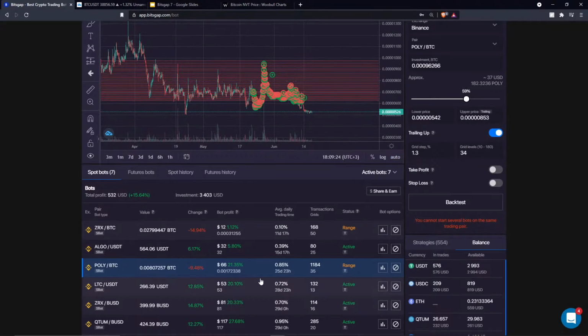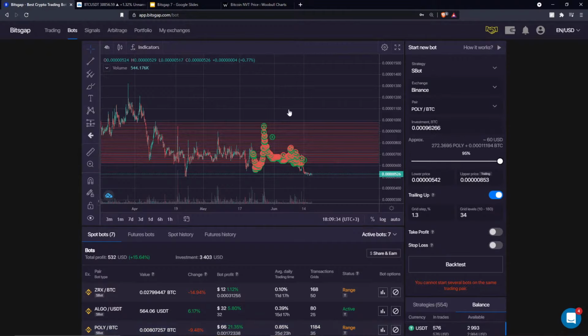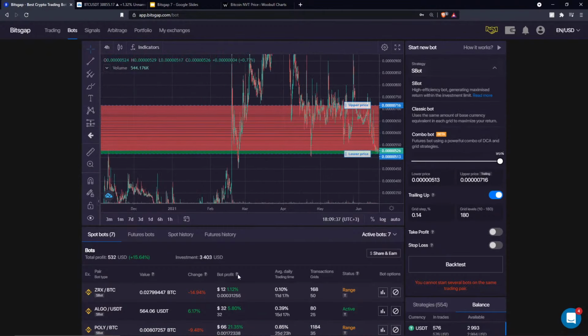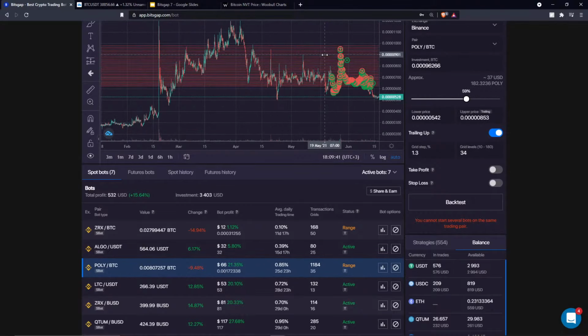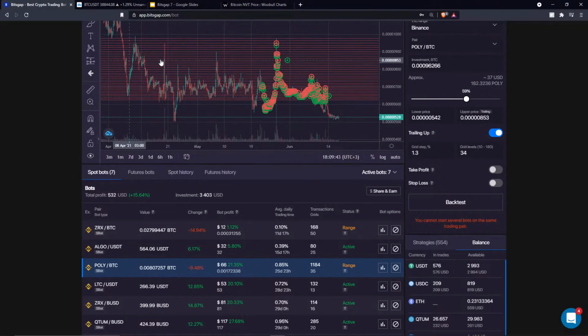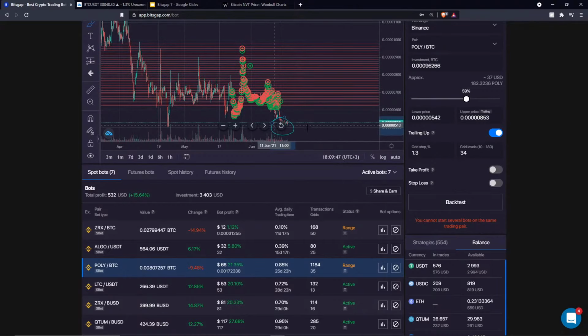scenarios where you can take the most out of the market by launching the S bot, for example, or the classic bot. So for the poly and BTC, it's clear to me that the S bot right now is the perfect one. And honestly, it's not financial advice or whatsoever, but as I look at it and I see that it's a pretty stable sideways market formation, I'm pretty much sure it will bounce off this level again. Yeah, so that's the thing.